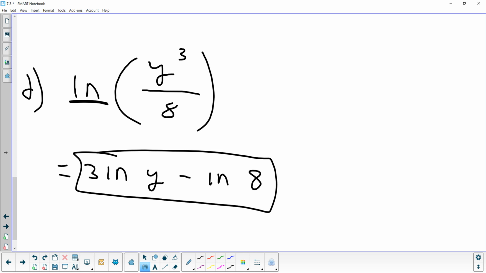Any questions on splitting logs apart? Now, recombining them is pretty much the same thing, except in reverse. The first thing we're going to do when we recombine is, if you have a number in front, put it back as the exponent. And then look at the operation between the two, and that'll tell you if it should be division or if it should be multiplication.